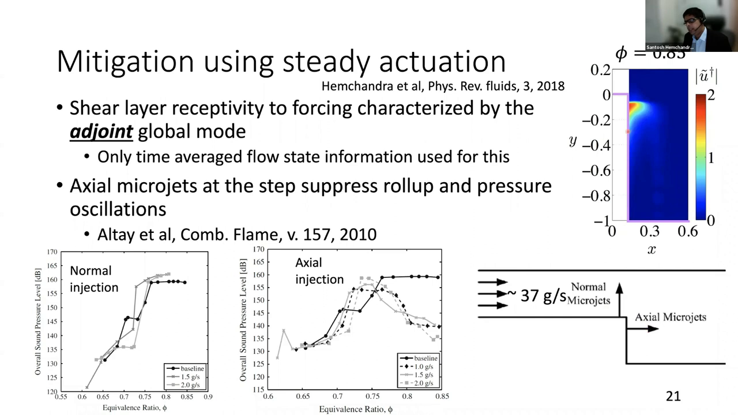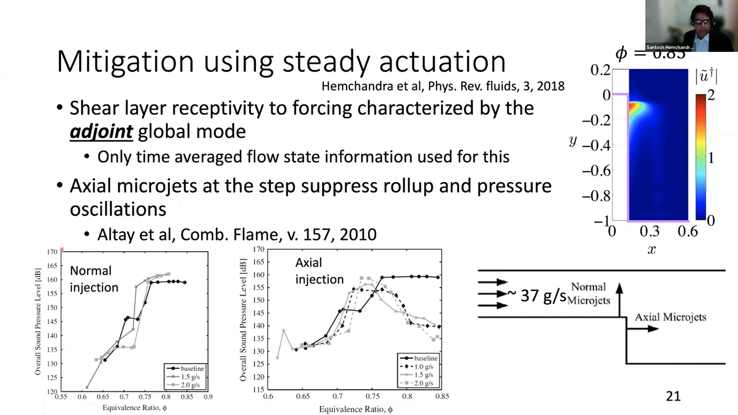Now, if you see, the axial injection would hit the flow exactly where it was receptive, and it would change the receptivity characteristics of the flow. Whereas a normal microjet would completely miss this spot of receptivity, and so you would expect that the normal microjet is not going to be very effective at mitigating. And that's exactly what they see.